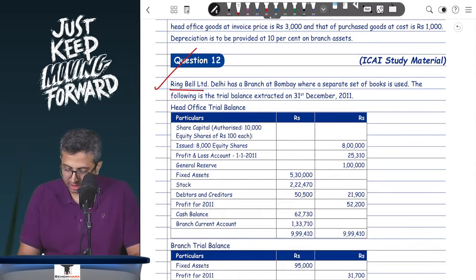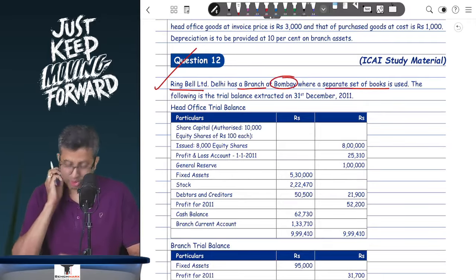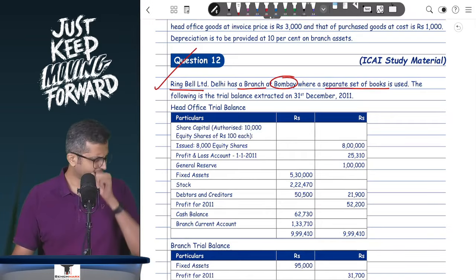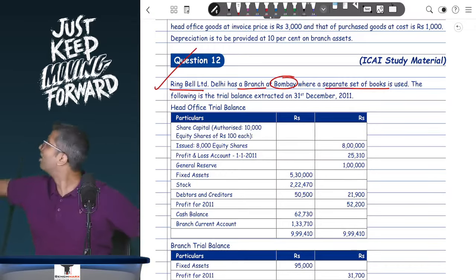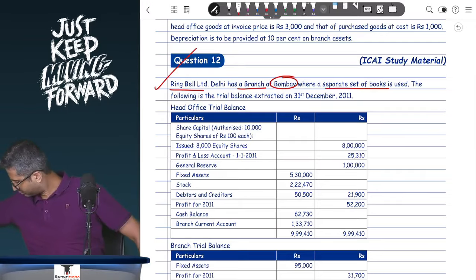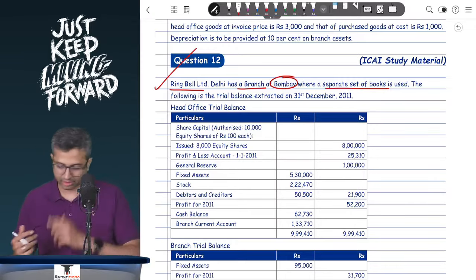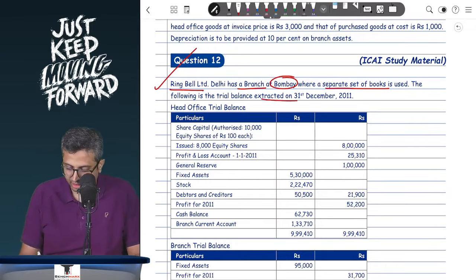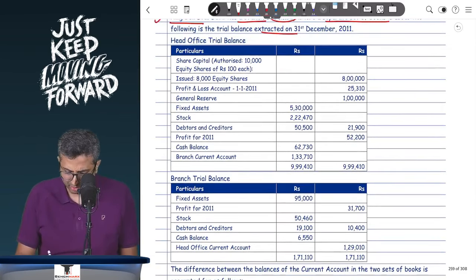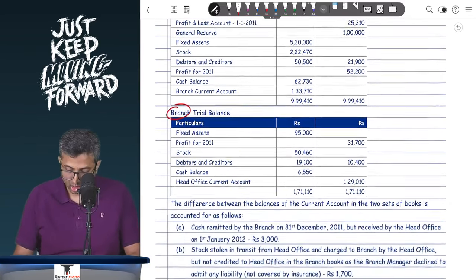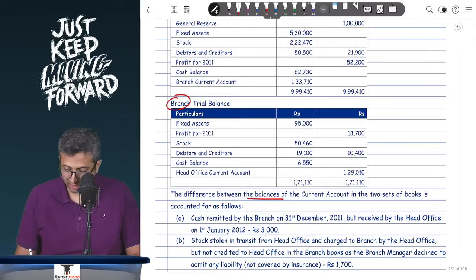Ring Bell Limited, Delhi has a branch at Bombay where a separate set of books is being used. So this is an independent branch because there is a separate set of books. The following trial balance is extracted on 31st December. So this is the head office trial balance and the branch trial balance. The difference between the balances of the current account in the two sets of books is due to the following.